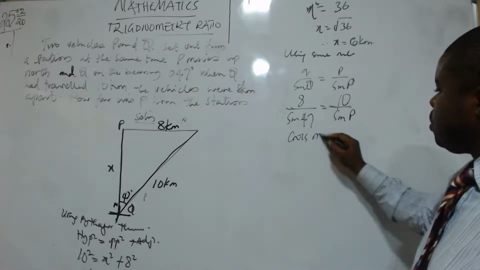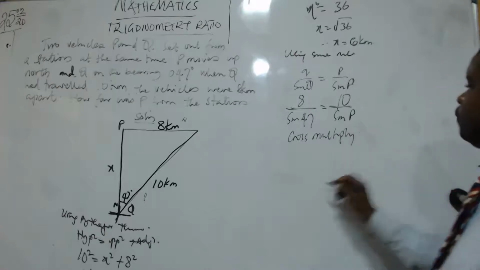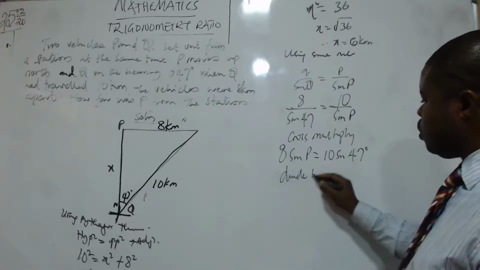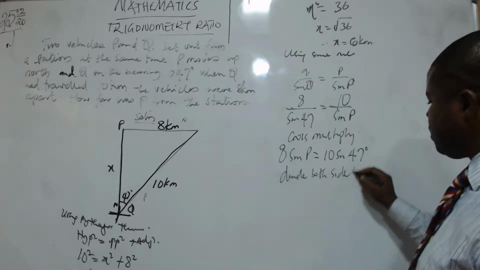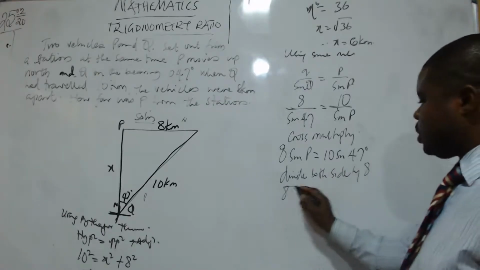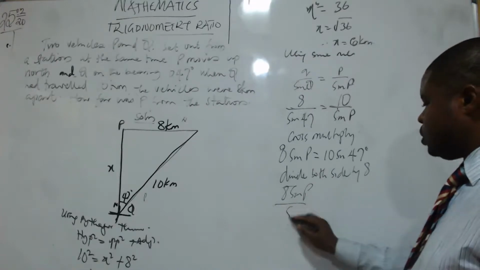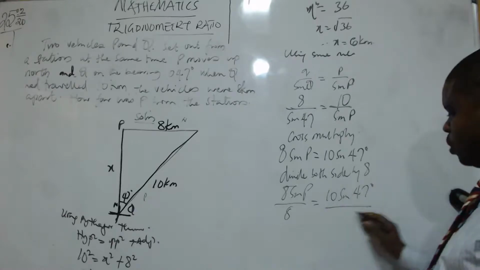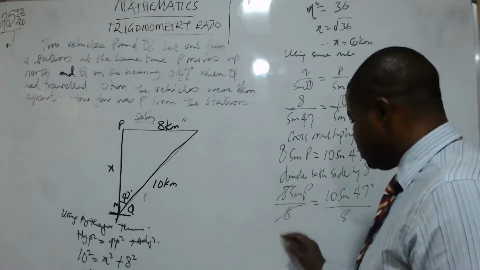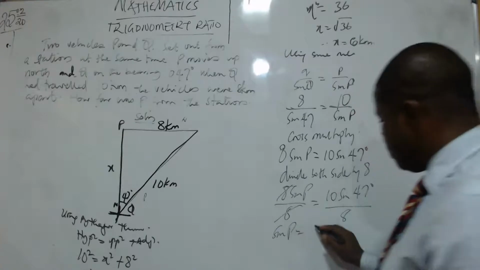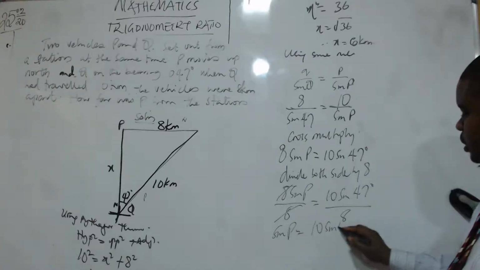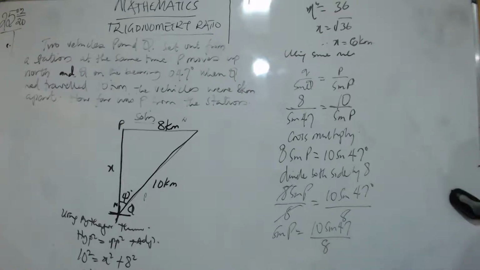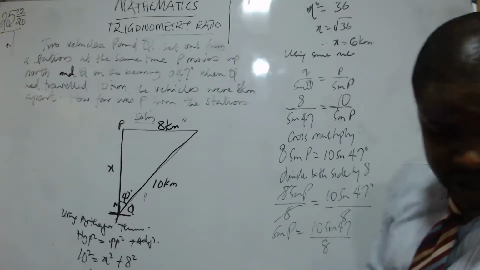Then cross multiply. So just say divide both sides by 8. So you have 8 sine P over 8 equals 10 sine 47 degrees over 8. So this will go. So you have sine P equals 10 sine 47 divided by 8. How do we get sine 47?